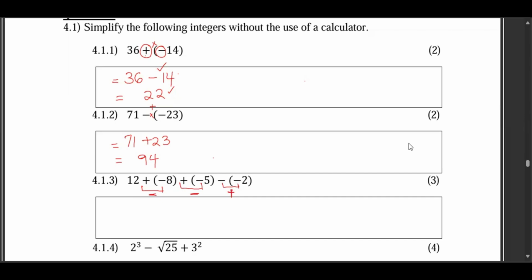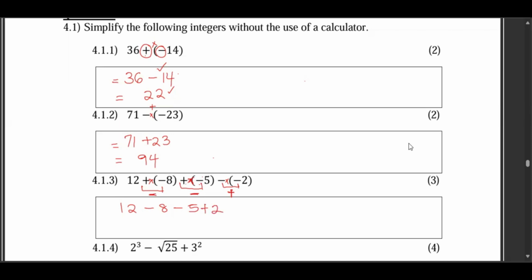Why do I say that? Here there's a multiplication sign. So plus times a negative, you get a negative. Here there's also another multiplication sign. A plus times a negative, you get a negative. So in other words, it's 12 minus 8 minus 5, and negative times a negative, you get a plus. Plus what? Plus 2.